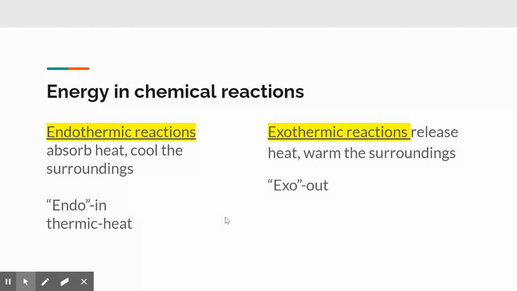So the prefix endo means inwards, and exo means out or outside. And the second part of that word, thermic, just refers to heat, kind of like the word thermometer. So endothermic reactions describe heat going inwards. They are reactions that absorb heat, and by absorbing heat, they cool their surroundings. Exothermic reactions, so heat being released outwards, release heat and they warm their surroundings.